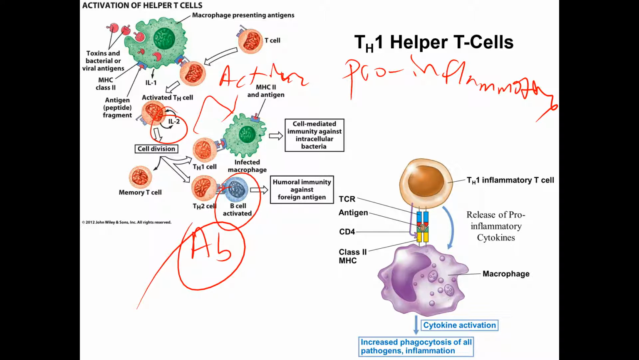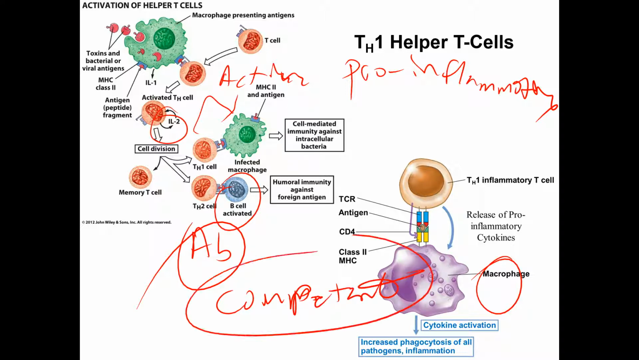Alright, so this Th1 response, you have the release of pro-inflammatory cytokines that stimulate your antigen-presenting cells, your phagocytic cells, like your macrophages, to become increasingly phagocytic, basically increasing these cells to become competent.